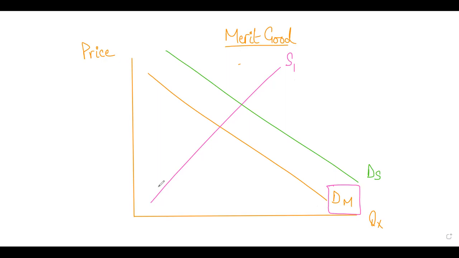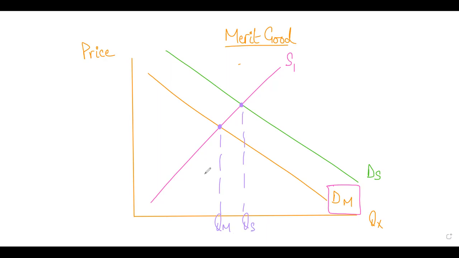Are you getting me, students? Okay. Now, where is the market consuming? The market will consume this much quantity where the demand curve for the market is cutting the supply curve. So this is the quantity that the market will demand. Whereas what is the socially desirable quantity? The socially desirable quantity is at QS. So you are underconsuming. Society is underconsuming.